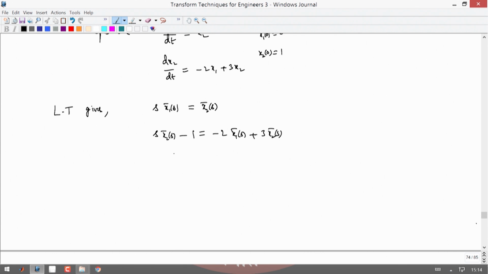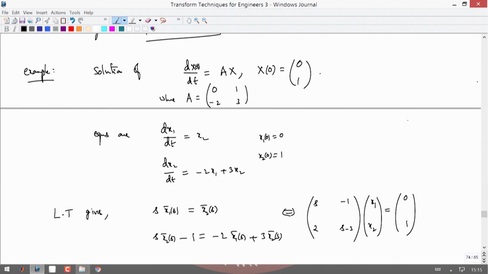Put one into the other, or you solve directly. So, you can get x1 bar of s if you try to solve these two equations. This is equivalent to getting the matrix [s, minus 1; 2, s minus 3] times (x1 bar, x2 bar), bringing x1 to this side. This is the system, and here you get 0 and here you get 1.